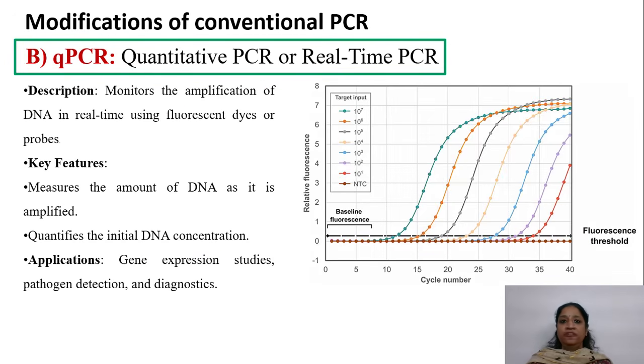qPCR or quantitative PCR or real-time PCR. In this method, the DNA amplification is monitored in real time using fluorescent dyes or probes. It allows us to quantify DNA and measure the initial amount of target DNA in a sample. This technique is widely used for pathogen detection, diagnostics, and gene expression studies.